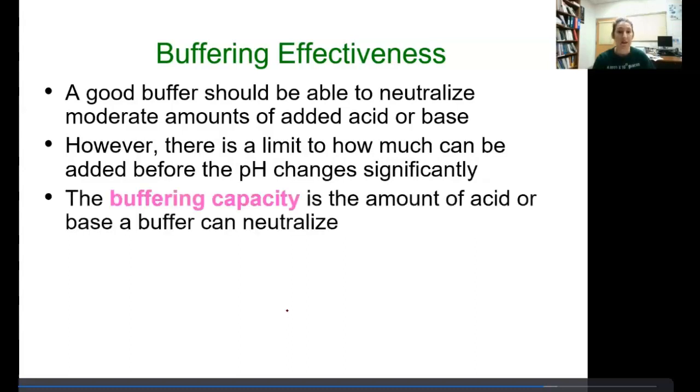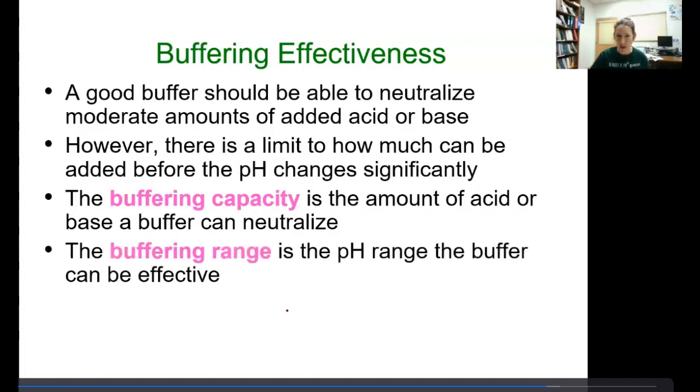And so again, eventually, you can add enough acid or you can add enough base where your buffer is no longer effective, right? And so buffering capacity, that's just how much acid or base it can neutralize. So that's like how effective your buffer is. How much acid can you add? How much base can you add before it's not a buffer anymore, before you overcome it? And again, it's just really fun to do in lab. Okay, now the buffering range, this is the pH range that you can use the buffer, right? And so we're going to talk about what that is in just a second.